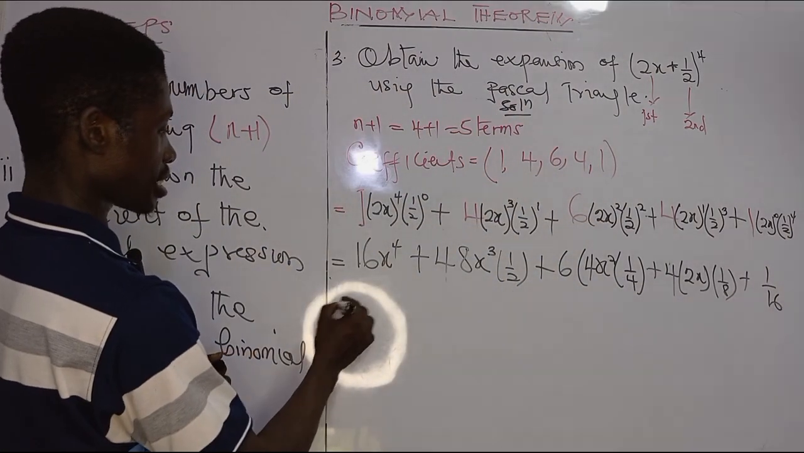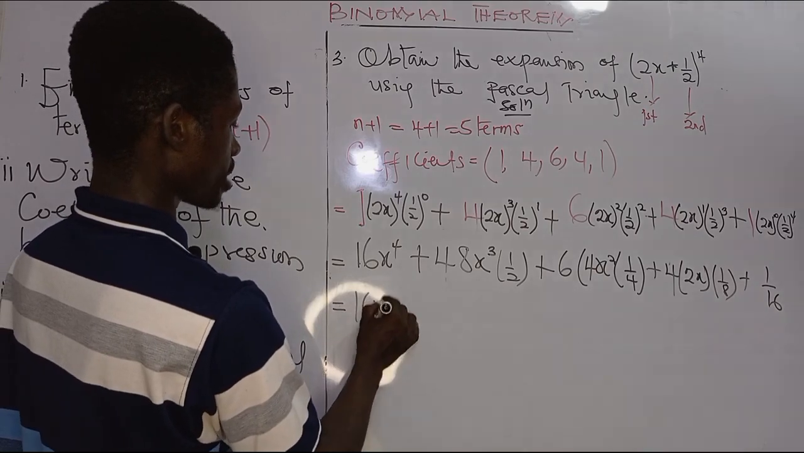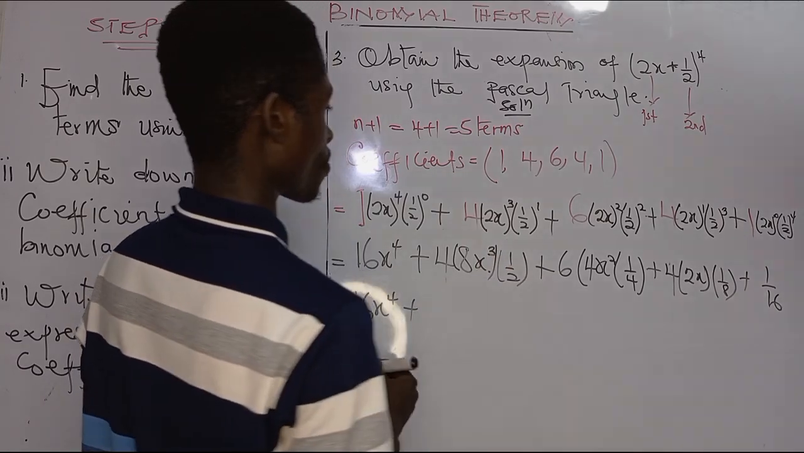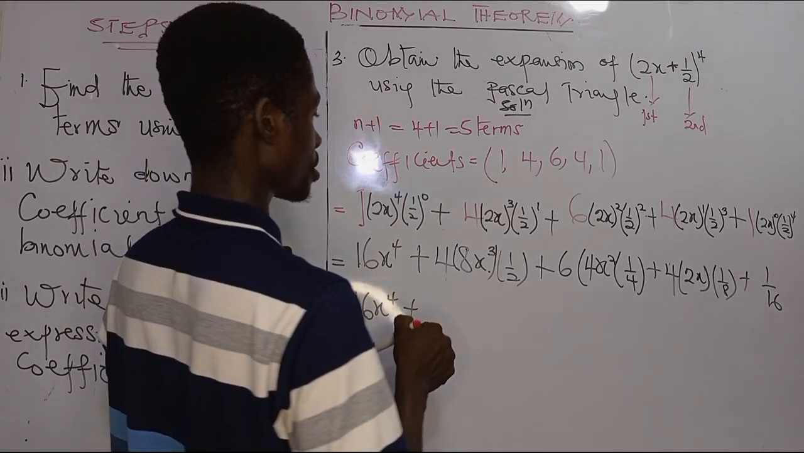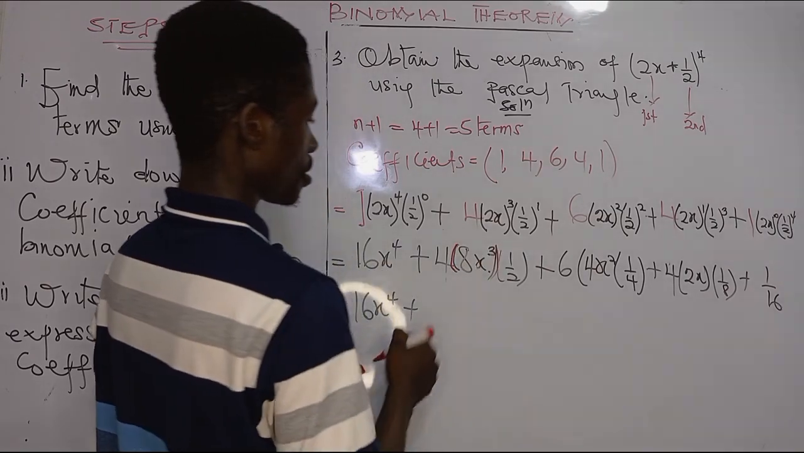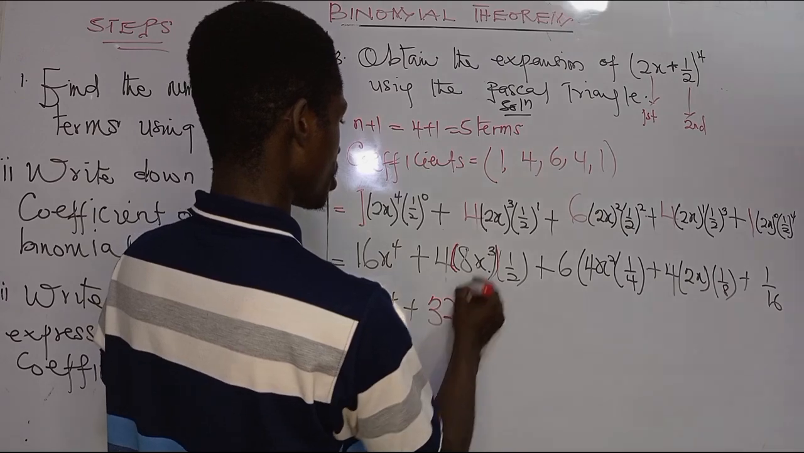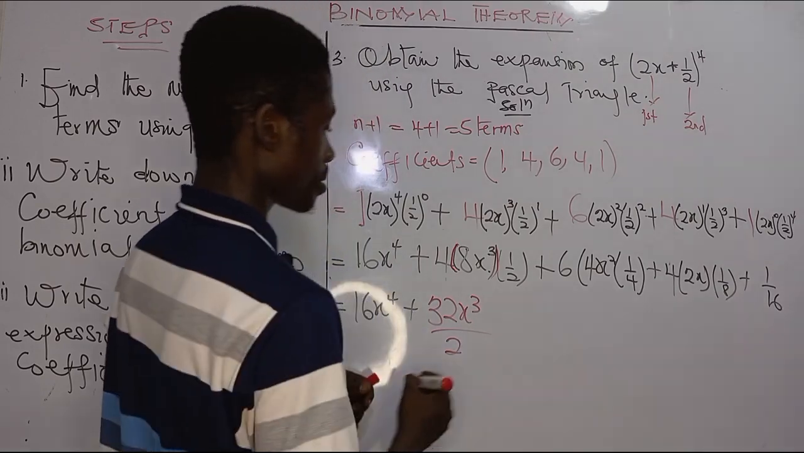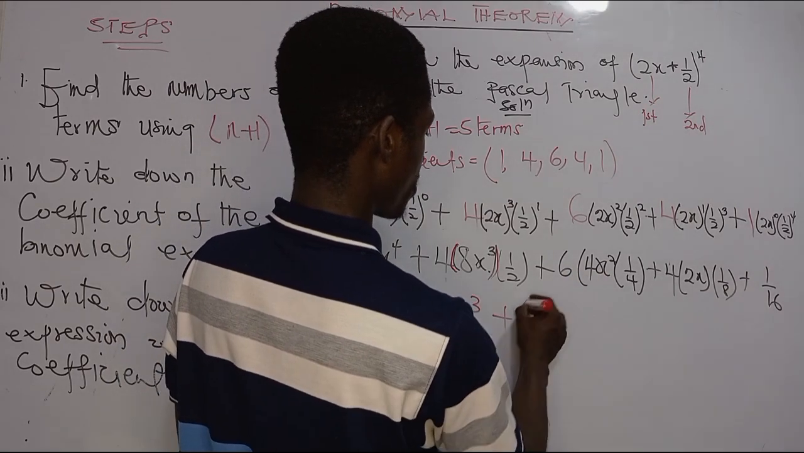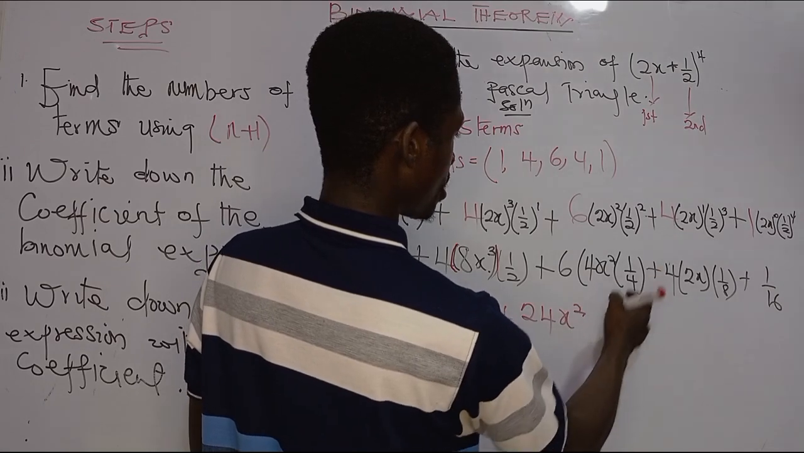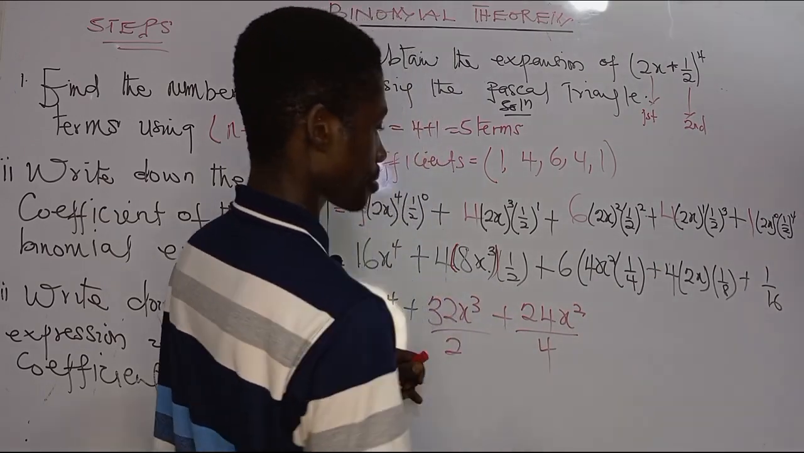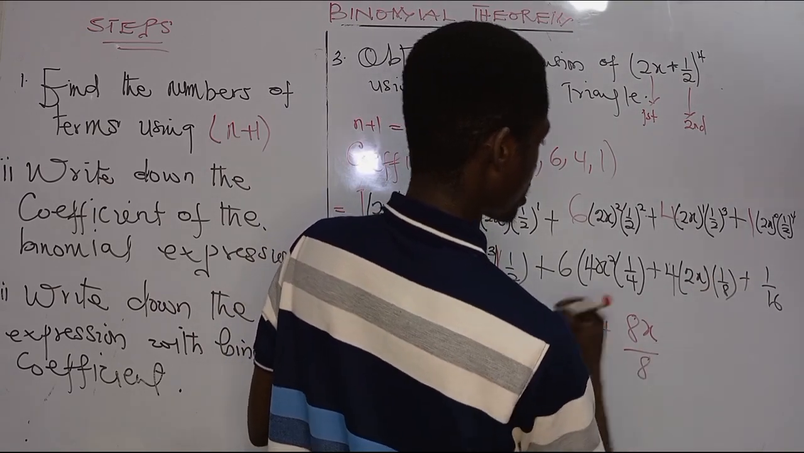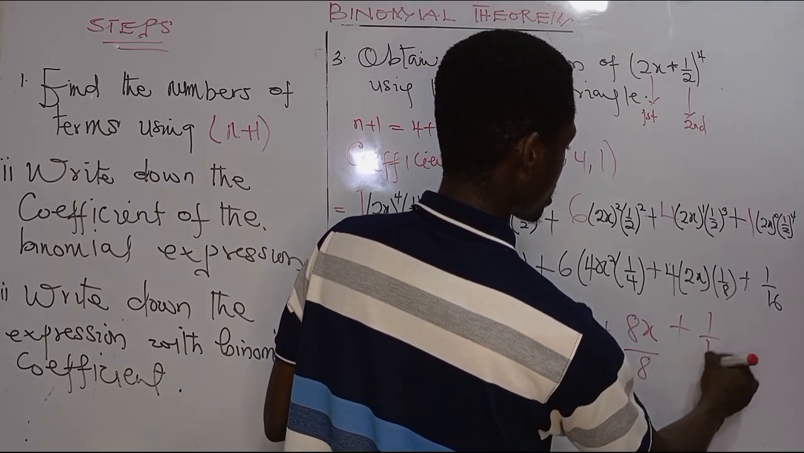Now let's do further simplification. So we have 16x power 4 plus 4 times 8 will give us what? 32x cubed. And then we have half, we can rewrite it as that. And then we have 6 times 4 give us 24x squared times 1 over 4, which can be written as this. Plus 4 times 2 give us 8x. We can rewrite this as what? Over 8. And then plus 1 over what? 16.